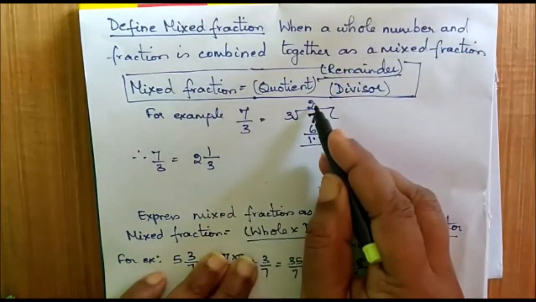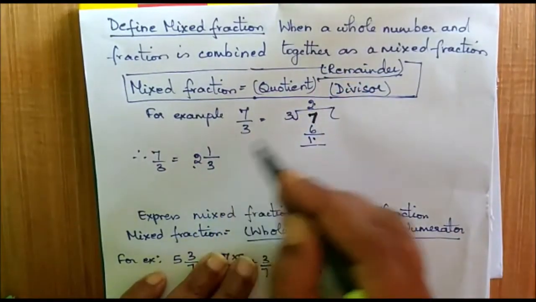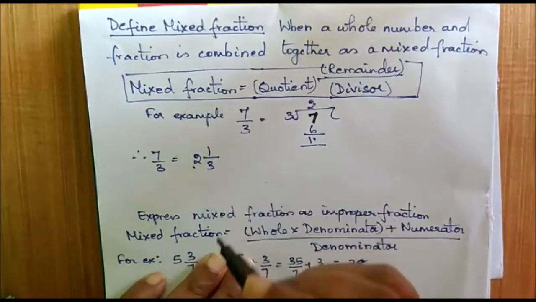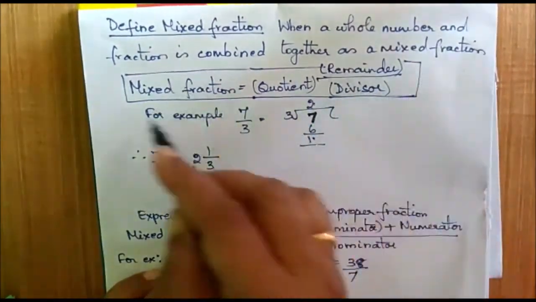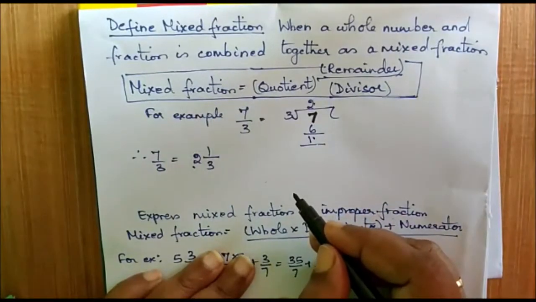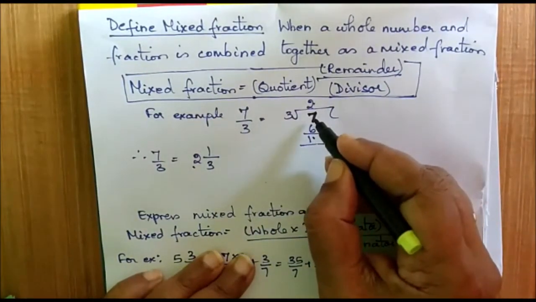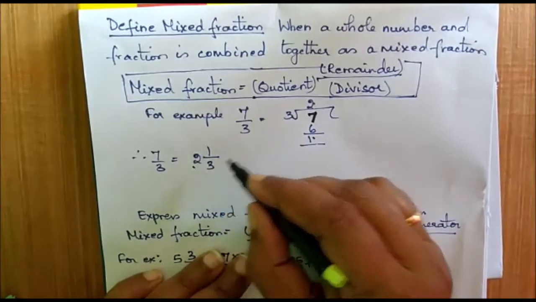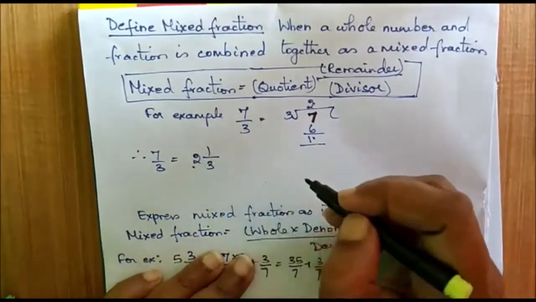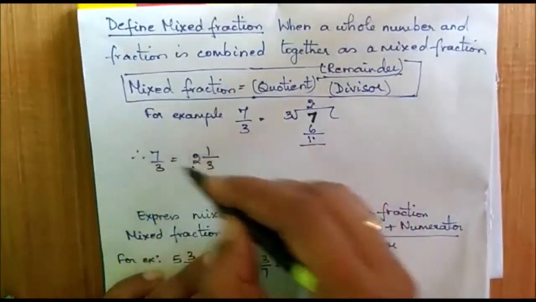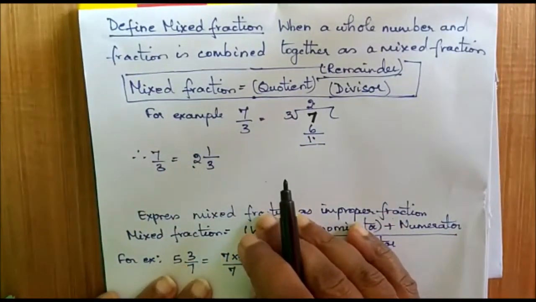That is, what is the quotient here? 2 is the quotient and 1 is the remainder and 3 is the divisor. So children, remember this formula. It will be very useful for you. That is, you have to write 3 as the divisor and 2 as the quotient and 1 as the remainder. This is how you represent a mixed fraction.